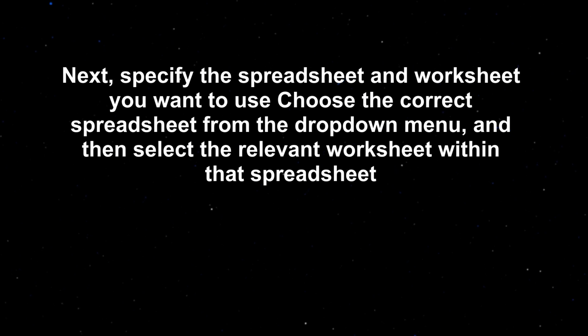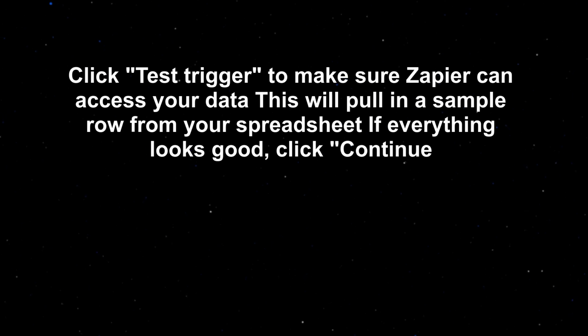Next, specify the spreadsheet and worksheet you want to use. Choose the correct spreadsheet from the drop-down menu, and then select the relevant worksheet within that spreadsheet. Click Test Trigger to make sure Zapier can access your data. This will pull in a sample row from your spreadsheet. If everything looks good, click Continue.